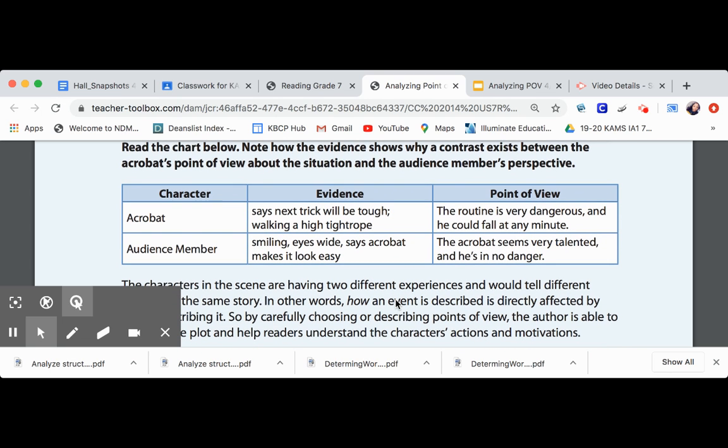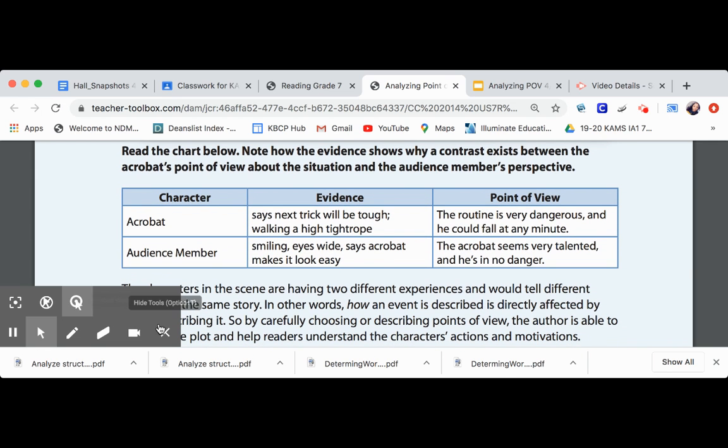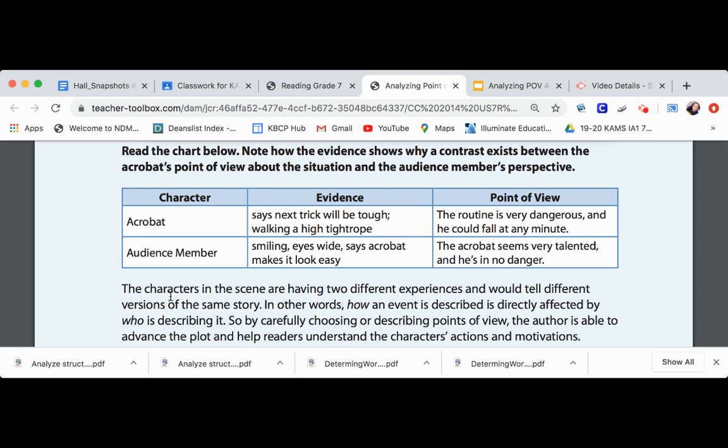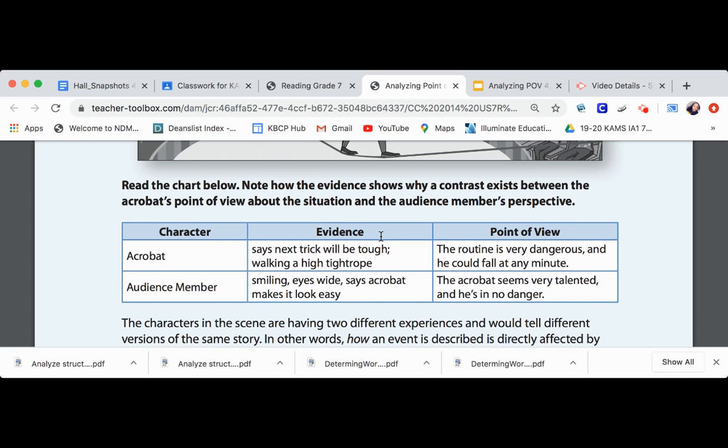So we have characters, evidence, point of view. So the acrobat, that would be this guy up here. He says next trick will be tough, walking a high tightrope. That's the evidence, right? That's what he's doing. Point of view: the routine is very dangerous and he could fall at any minute. You see what he's thinking? He's thinking, oh my God, this is tough. You know, this is dangerous for him.